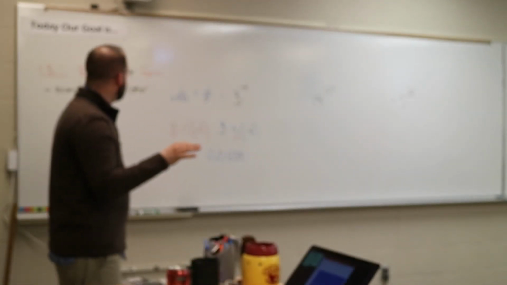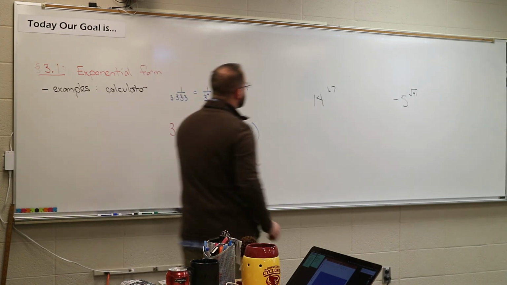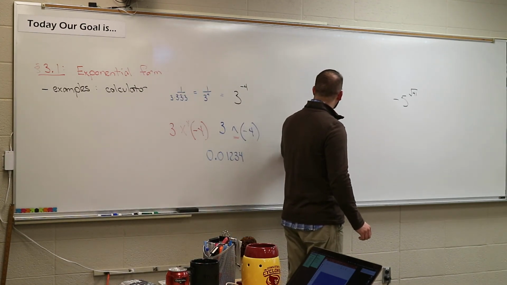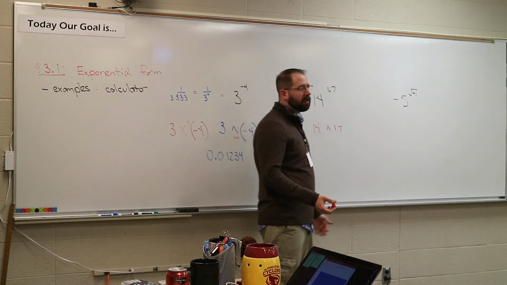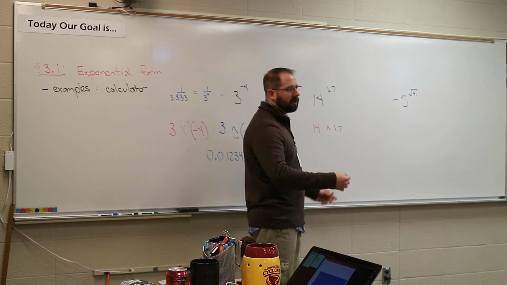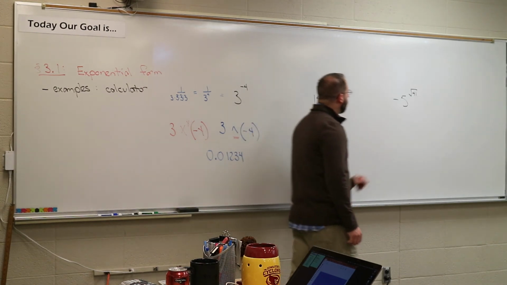All right. Are we good so far? All right, moving on. Next, 14. Hit the little caret. Type in 1.7. This one you don't need a parenthesis. You can just type in 1.7. You can use the little X to Y key. Same thing.